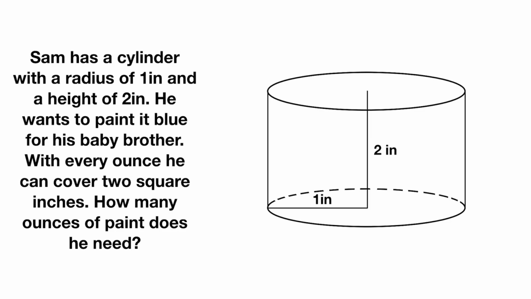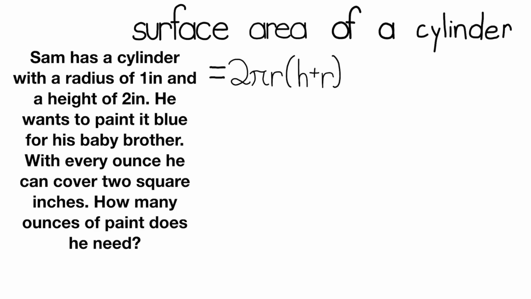So before we can find the amount of paint that Sam needs, we need to know how to calculate the surface area of a cylinder. So here you see we have the formula written out for us right here: 2 times pi times the radius times the height plus radius, in parentheses.